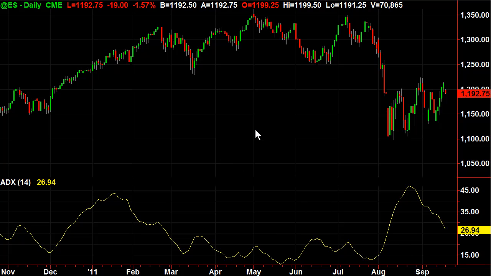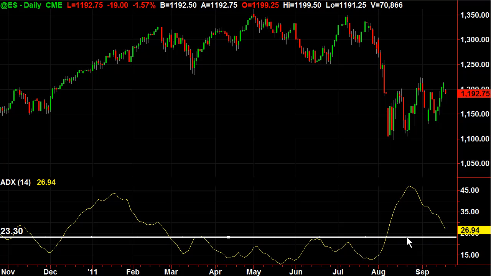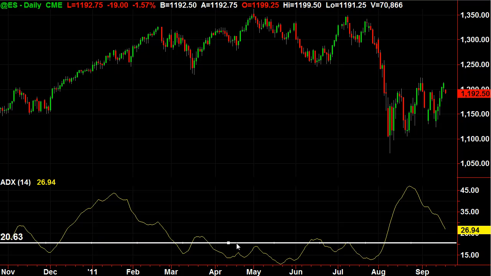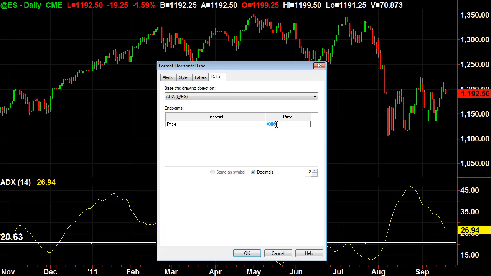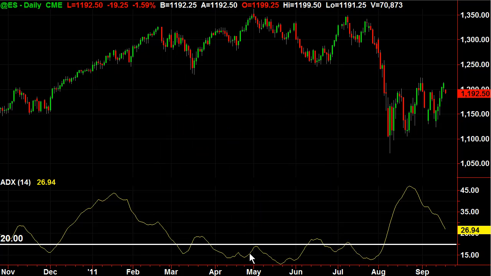Now, the next thing that we're going to add is a line. This is the way I use it, and I'm going to recommend that you use it too. It's the easiest way to use it. So what you're going to do is place your horizontal line at 20, all right? And on TradeStation, to make it a little bit easier so I don't have to move it so much, I'm just going to go 20.00 and hit enter. And now we've got a line at 20.